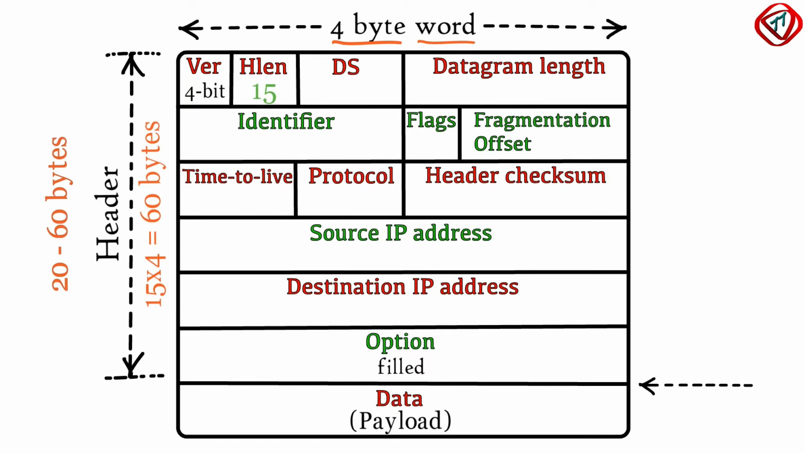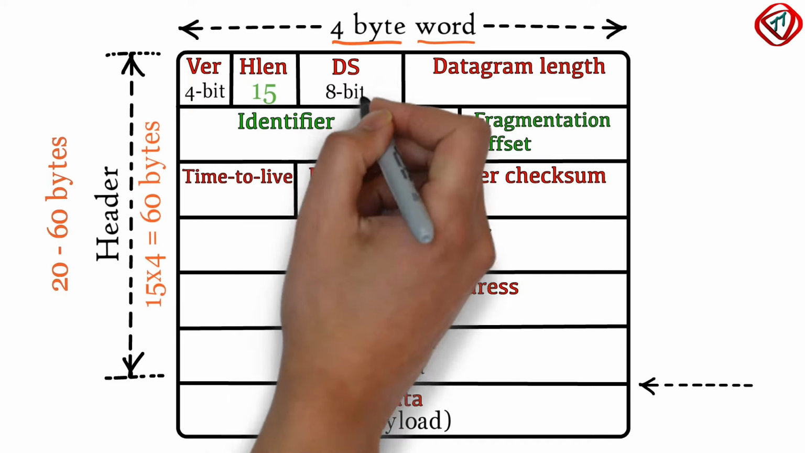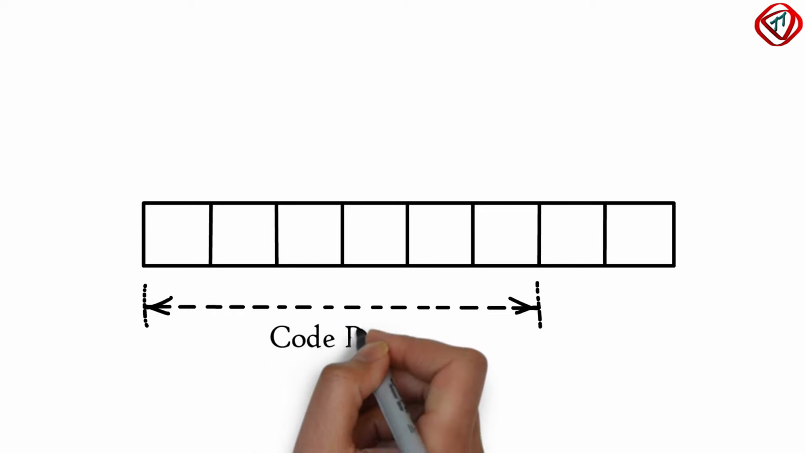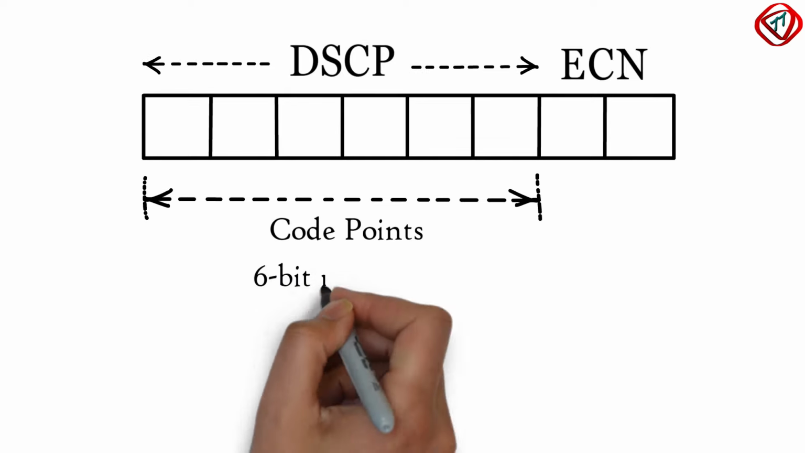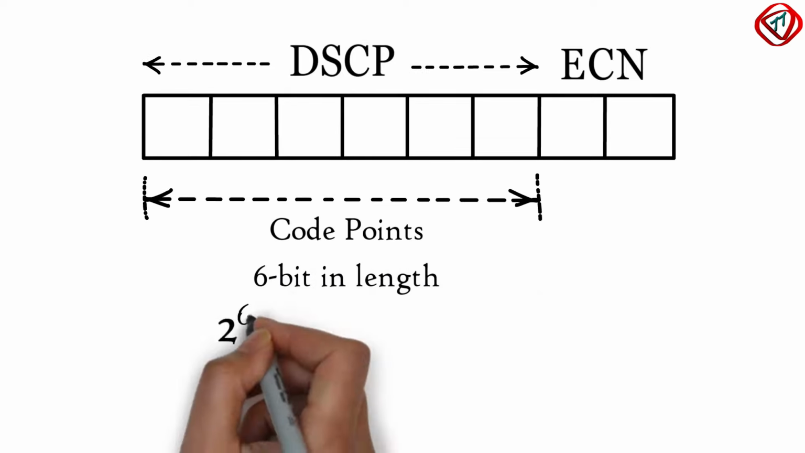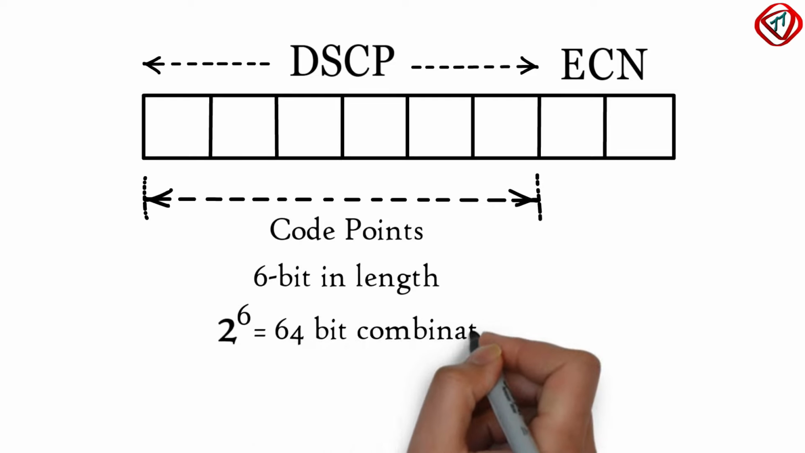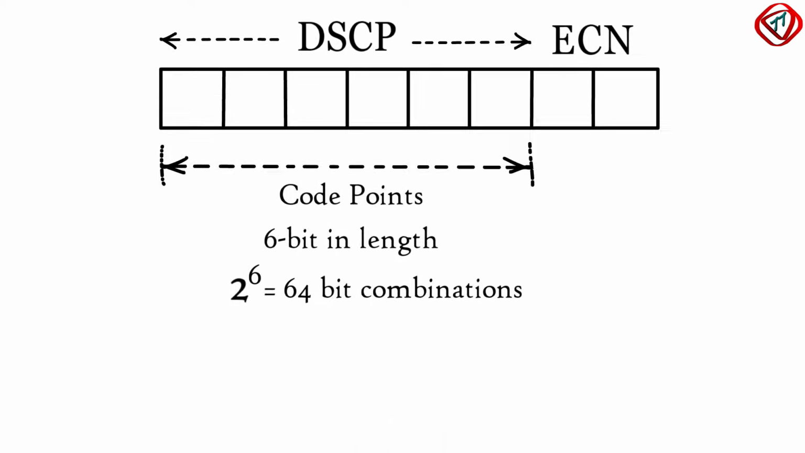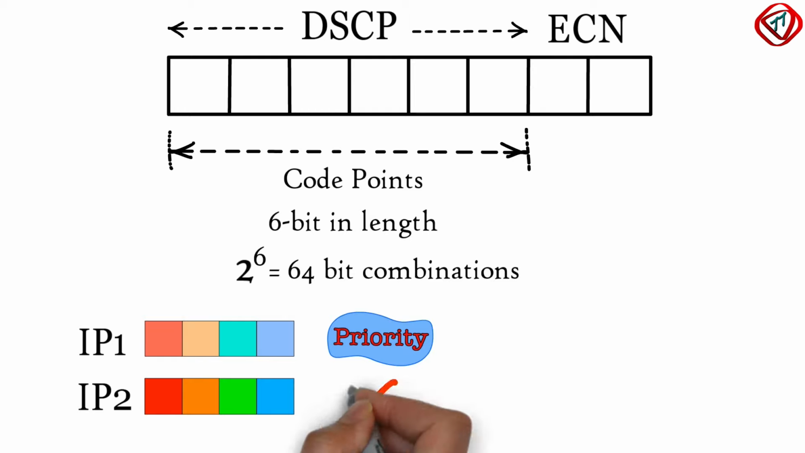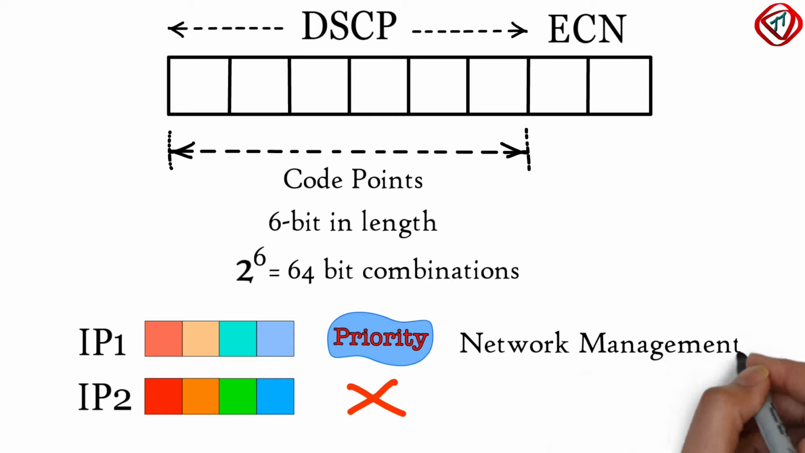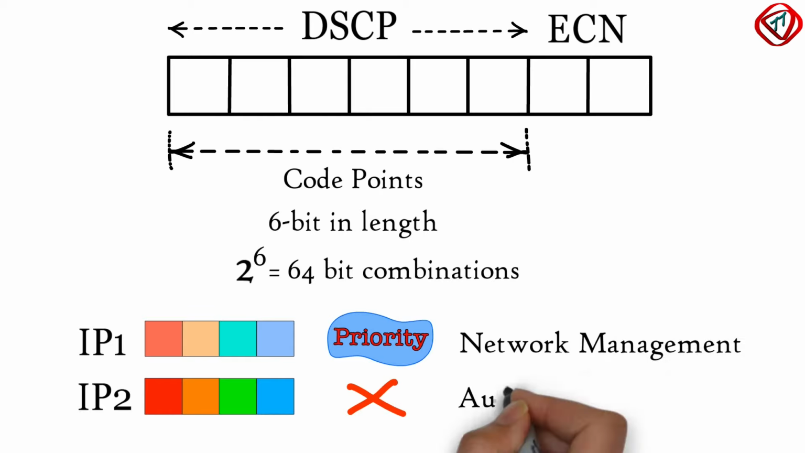Next is differentiated services. This field is 8 bits in length, out of which the first 6 bits are called the differentiated services code point, and the last 2 bits are used for explicit congestion notification. Since DSCP is 6 bits in length, there can be 2^6 or 64 possible bit combinations. These bit combinations are used to classify IP packets so that one class of IP packet can receive precedence over the other in a network. For example, an IP packet used for network management must get precedence for transmission over any other type of IP packet.